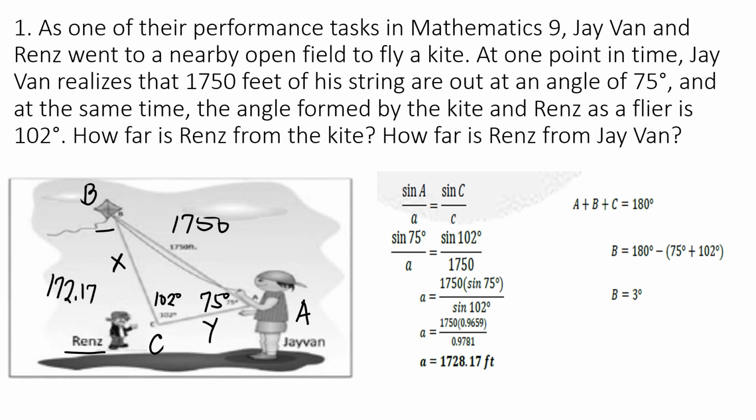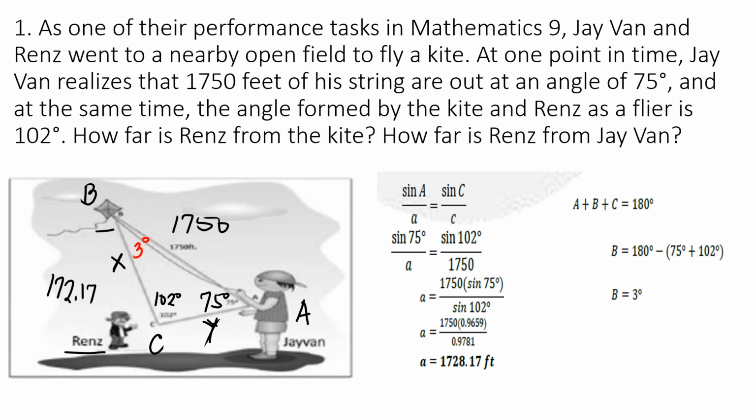Then we need to find angle B. Why? So that we can get the angle opposite the side we want. To get angle B, 180 minus the sum of 75 and 102, and that is already 3 degrees. So let's write this, it is 3 degrees.